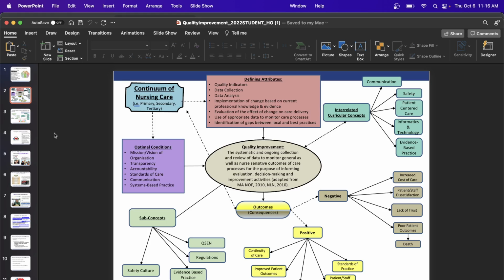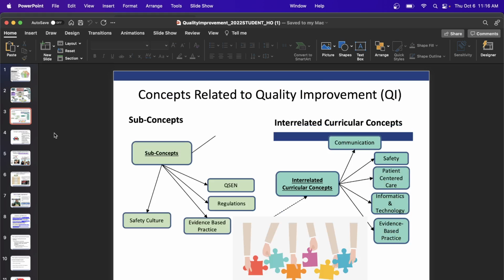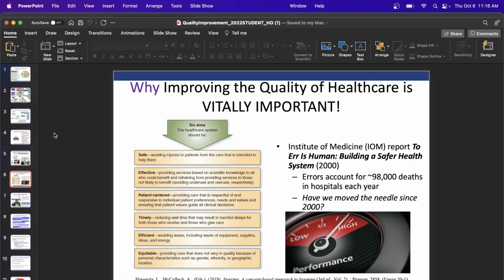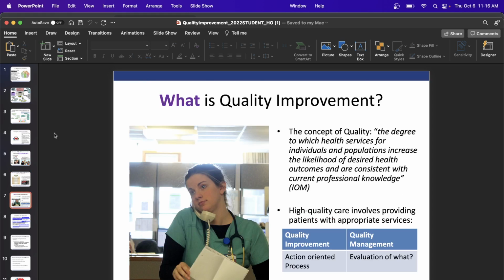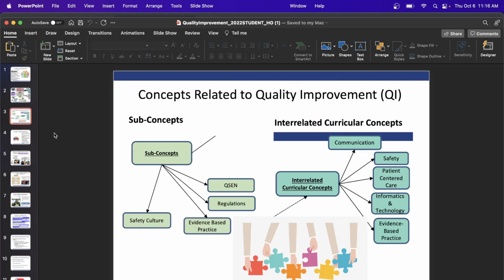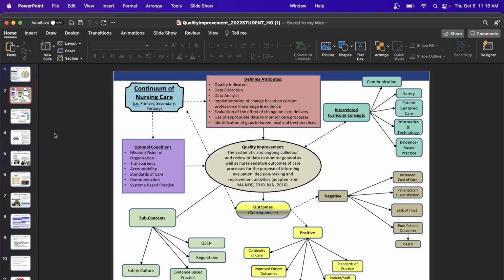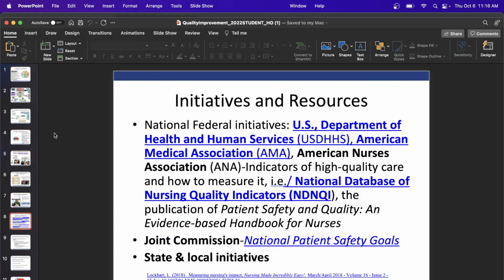I included resources for you in terms of the national federal initiatives: the U.S. Department of Health, the AMA. These are all just databases, the Joint Commission. These are all agencies that protect patient safety. You're not going to be tested on them. They're just here if you need them as a reference.